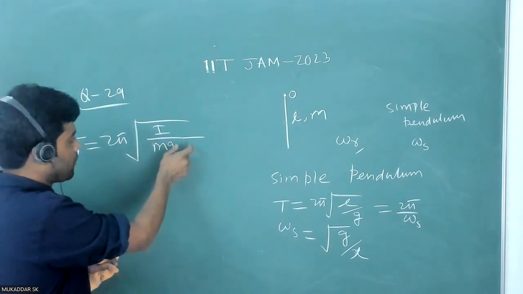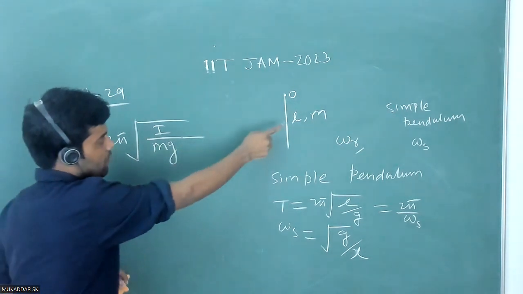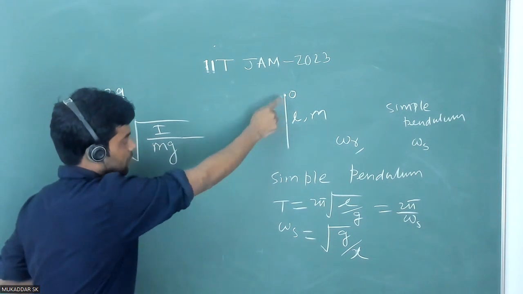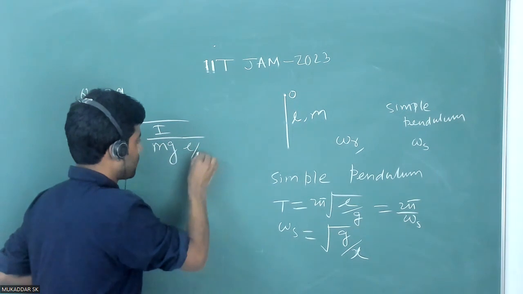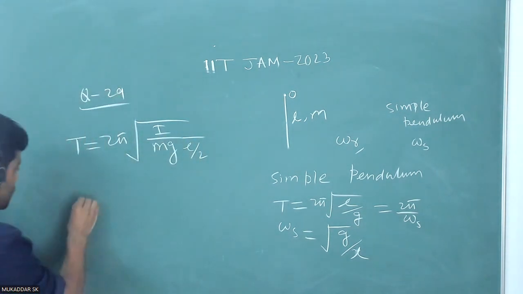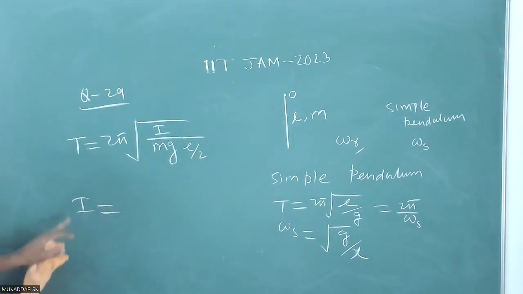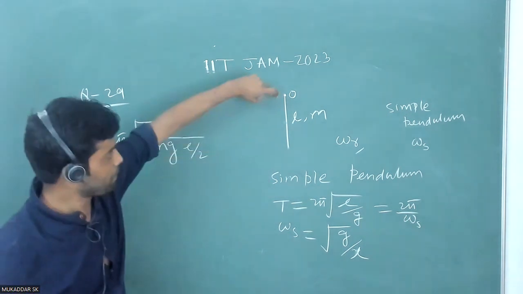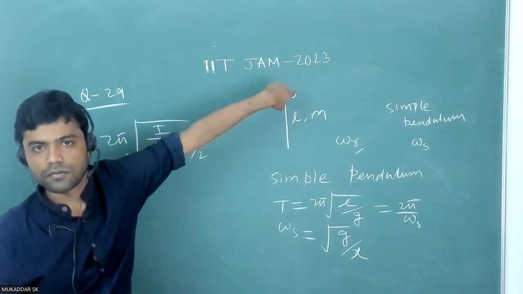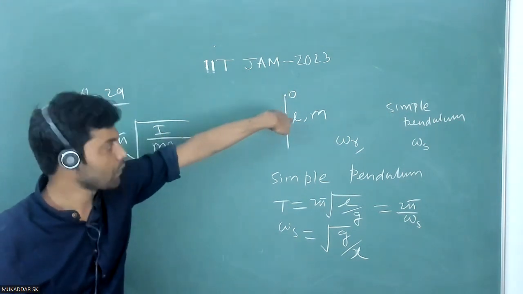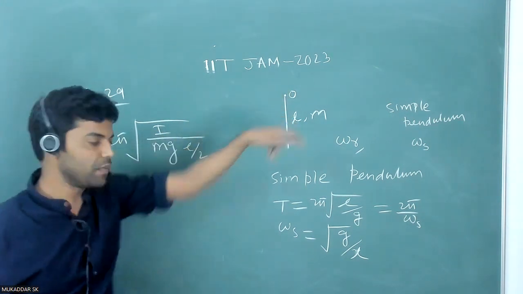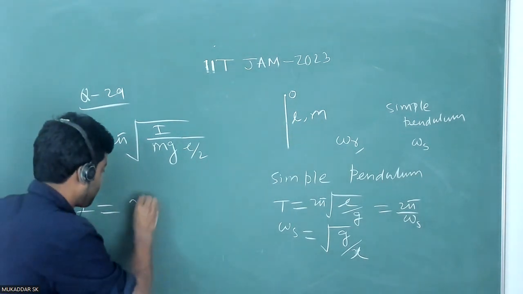So that distance, or length, you have to take here, that will be the distance from center of gravity to the point of suspension. So obviously it will be L by 2. Now I have to calculate that I. So moment of inertia I is the moment of inertia about the axis of point of suspension. So about center, we know that will be ml square by 12.